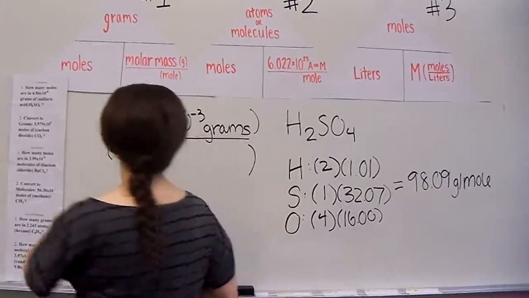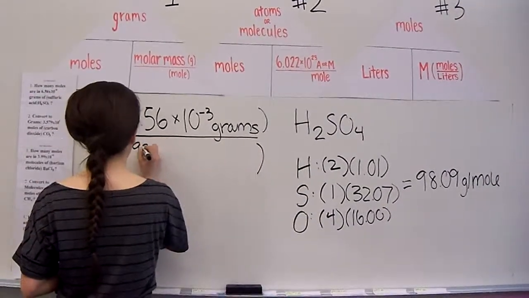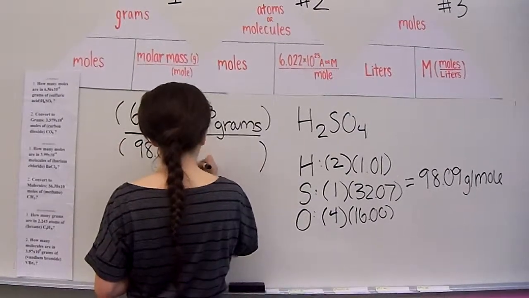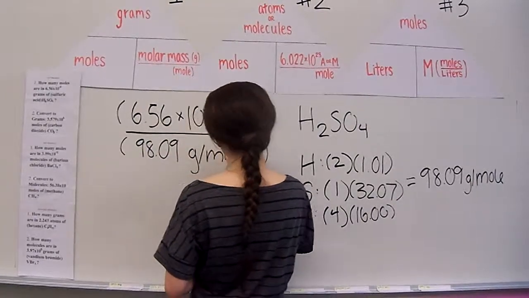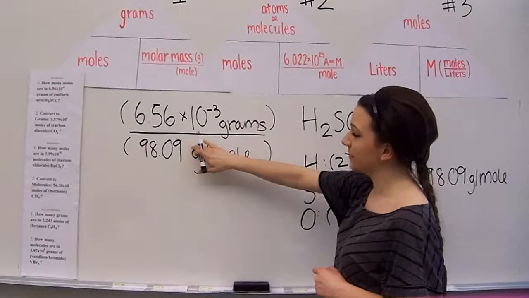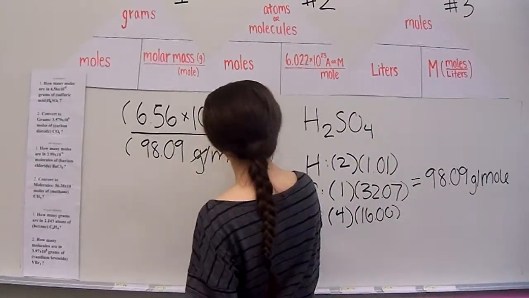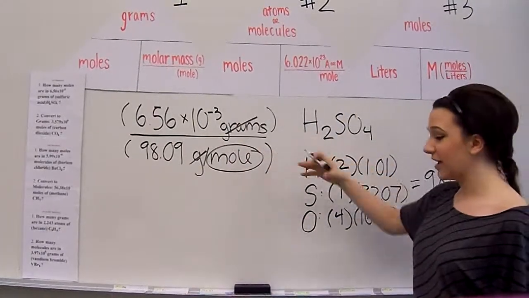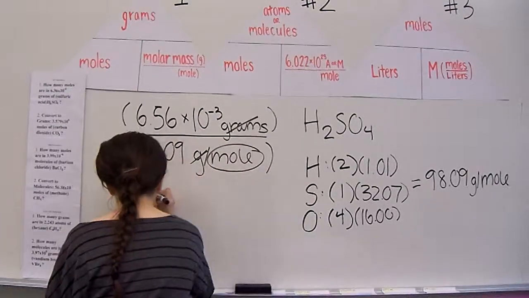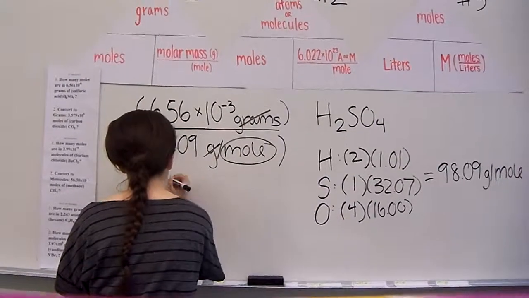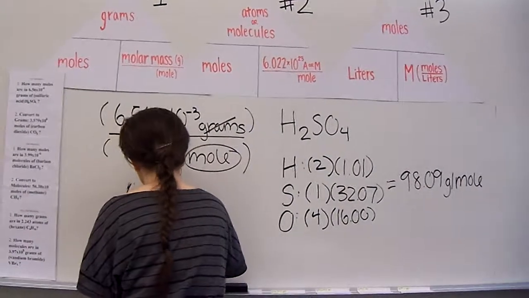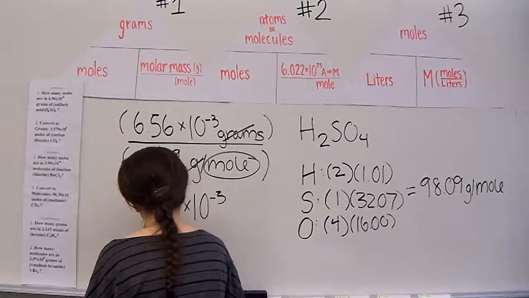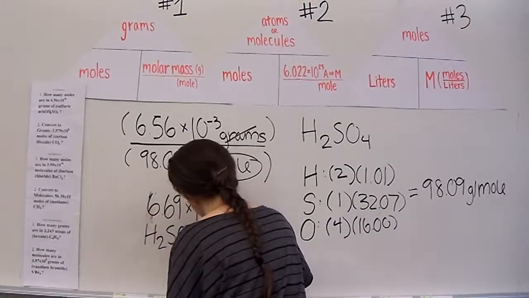We can now put that under our grams here, so we have 98.09. If you notice, we have grams on the top and grams on the bottom. Therefore, those will cancel out, and we will be left with moles. Once you do the calculations for that, you will receive the answer 6.69 times 10 to the negative 5th H2SO4 moles.